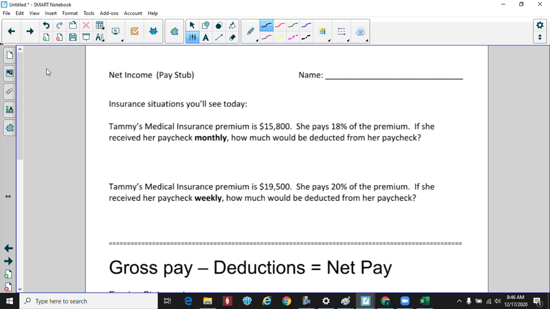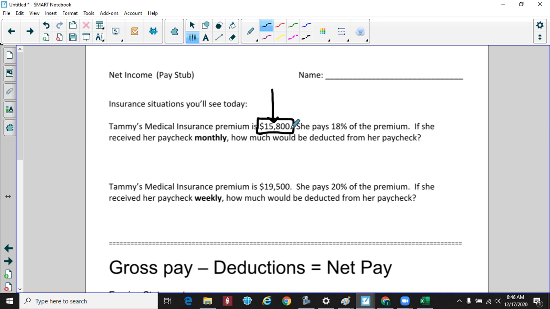All right, so just a couple things before we dive into the actual pay stub is insurance. Some of the insurance situations you'll see today, because a deduction can also be your health care. So your health care can be taken out of your paycheck. So that would be considered a deduction. Now, the way that some of these questions are worded might be a little tricky, so let's go through a couple. Tammy's medical insurance premium is $15,000. Basically, what this means is this is how much money it costs for her to be insured.